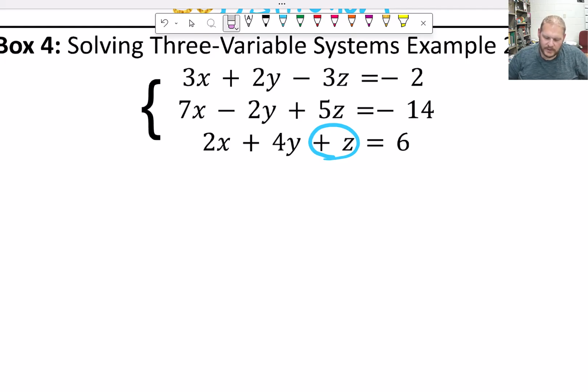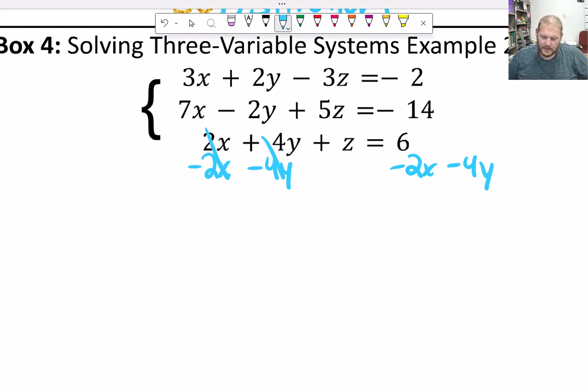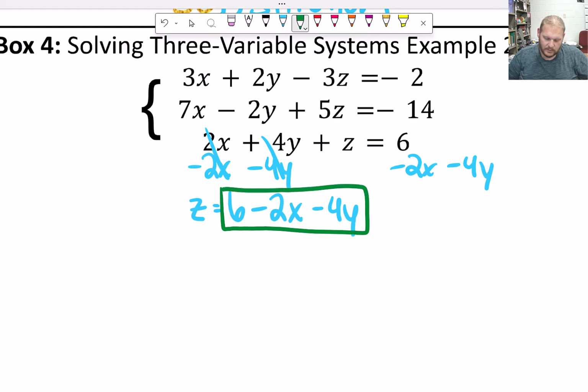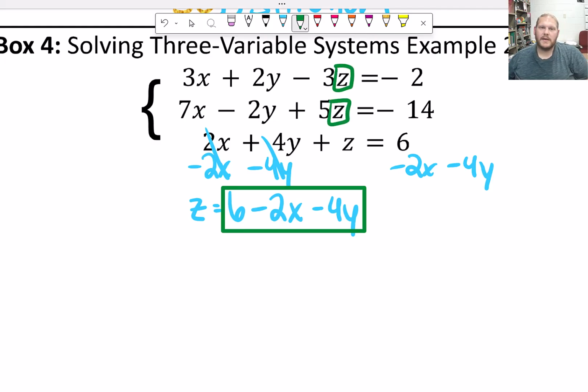So I'm going to solve for z in this bottom equation, and to get z by itself down there, I would subtract 2x from both sides, subtract 4y from both sides, in order to get z by itself. So that tells me this bottom equation, if I rearrange it to get z isolated, I would end up with 6 minus 2x minus 4y. So now that I have z by itself, I'm going to take what I know z is equal to, and in my other two equations, I'm going to replace that z value with 6 minus 2x minus 4y.